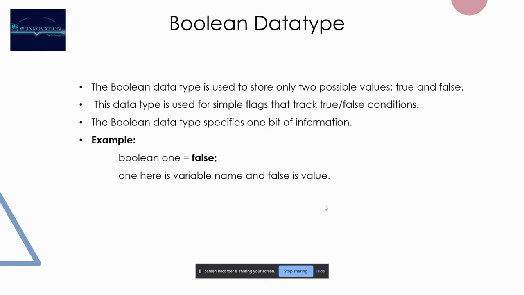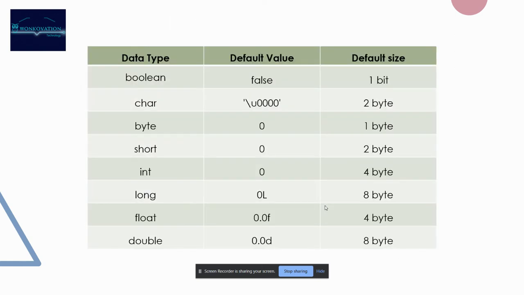Here, in the example, we can see that we are declaring a Boolean variable, boolean b1 equals false. Here, b1 is the variable name, false is the value, and boolean is the data type. Now, these are all the data types with the default values and default size. Boolean: Java stores 8 bits for Boolean but uses only 1 bit, and its default value is false.